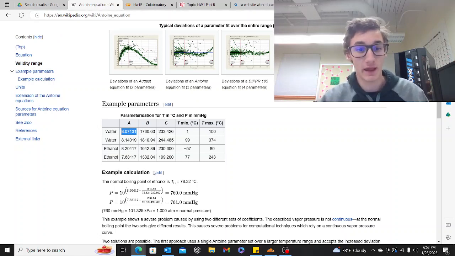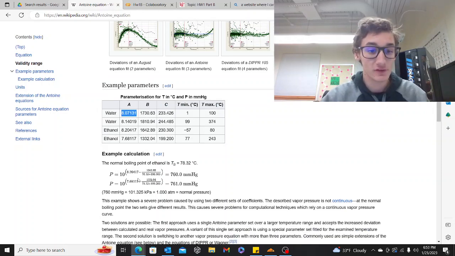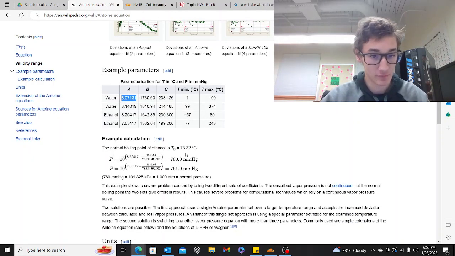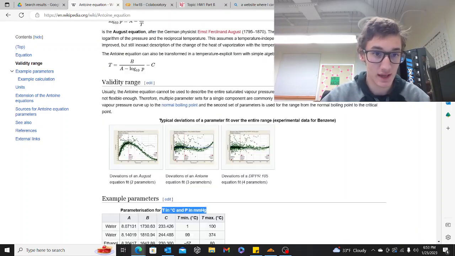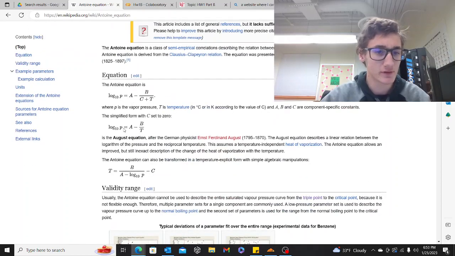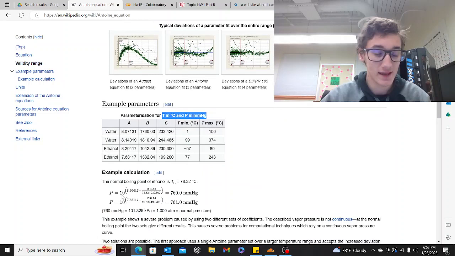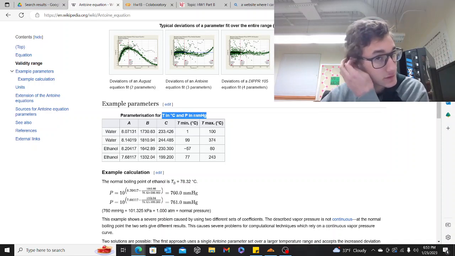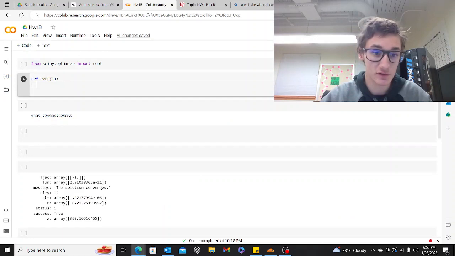Sorry, my French is bad. As you can see here, for the pressure, I want to point out that units are important in this. The equation would be 10 to the power of A minus B over the temperature in Celsius plus C. And again, units. So let's write out this equation.